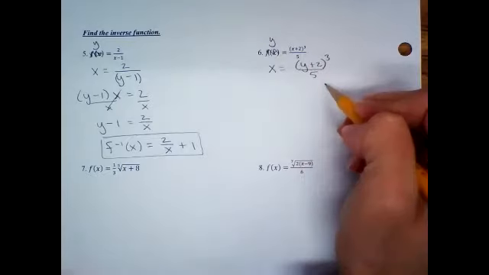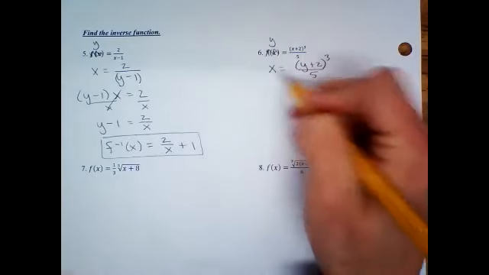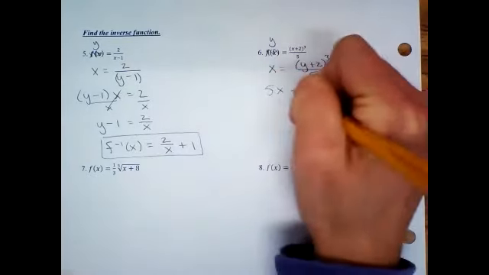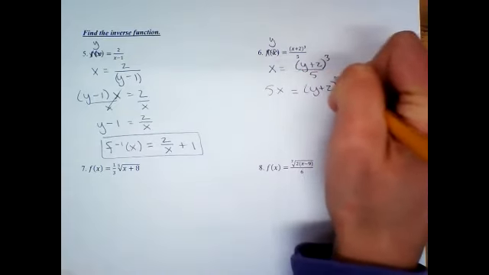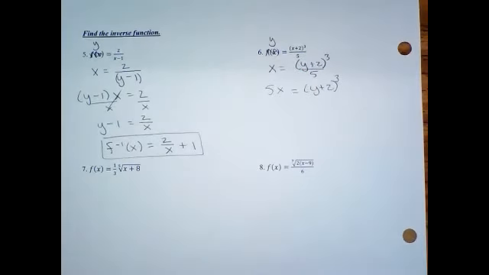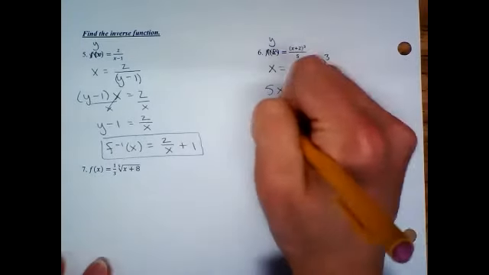Trying to get y by itself. Yep, multiply 5 times 5. So 5x equals y plus 2 cubed. Again, we're just trying to undo all those steps. So then what? Cube root.